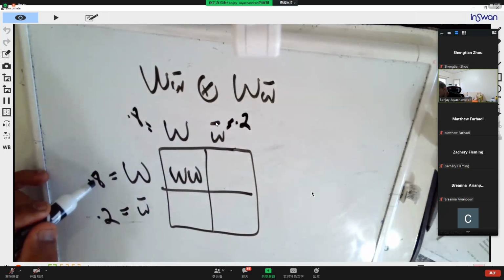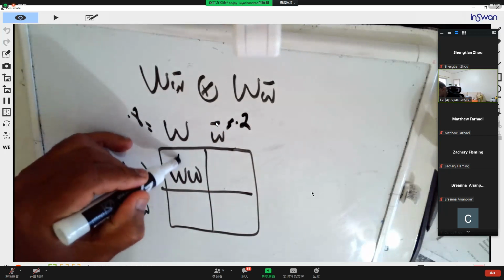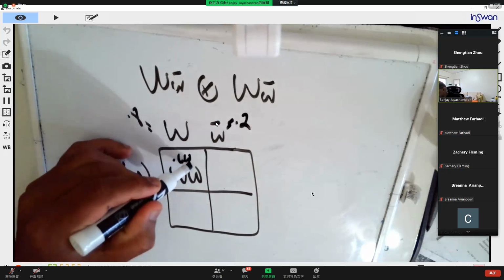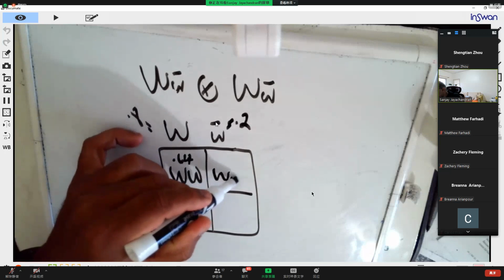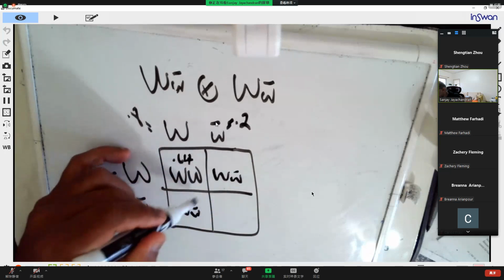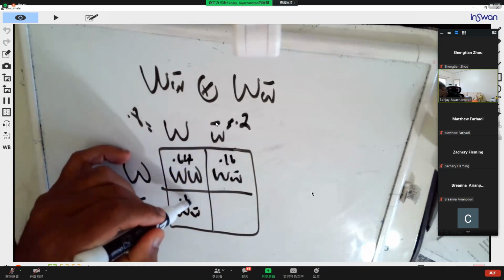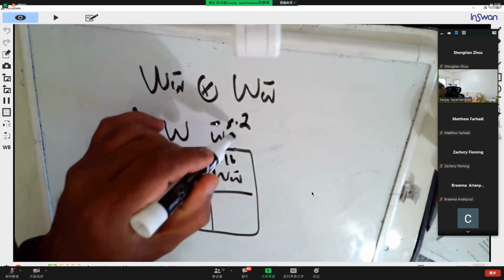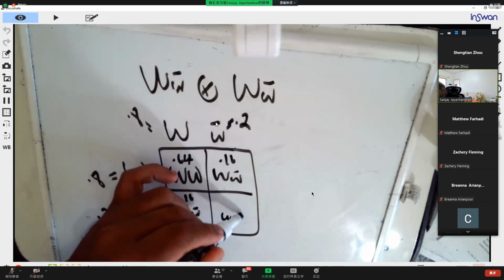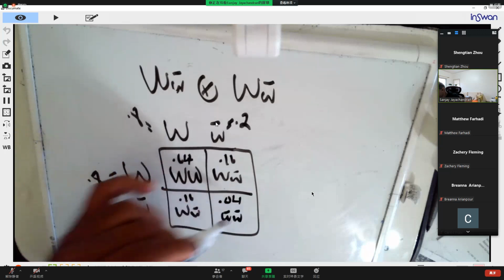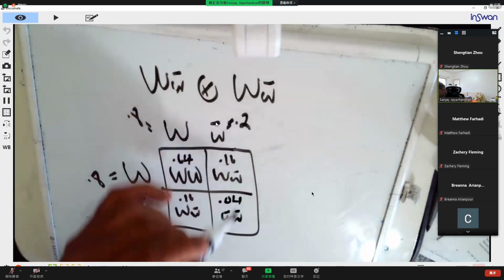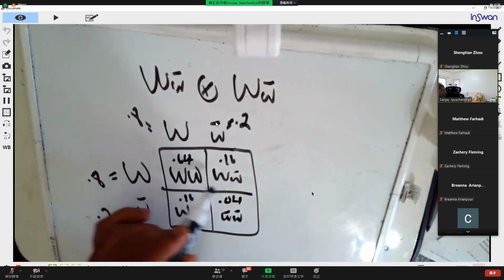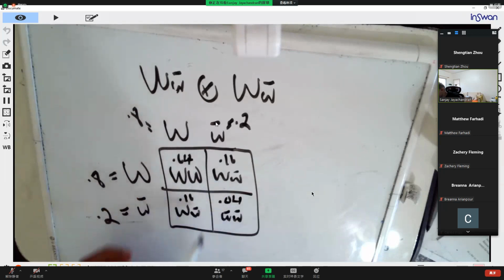So if I multiply this out, 0.8 times 0.8, I get 0.64. This is the second generation. Big W, little w here, big W, little w here, so it's 0.16, 0.16, right? 0.8 times 0.2, and then the little w here, 0.04, 0.2 times 0.2. Okay, so these guys here are my second generation.